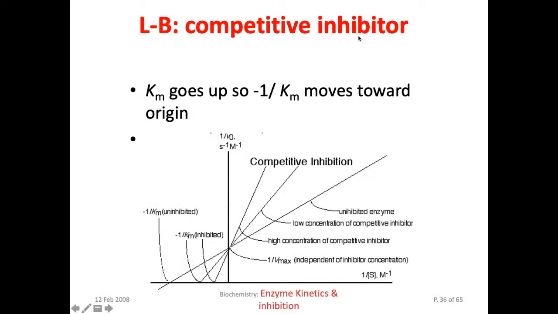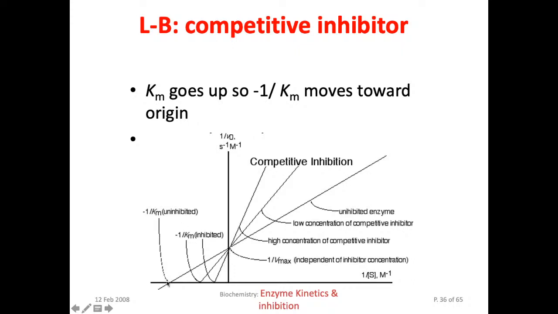So in this competitive inhibition we can see Km goes up, so minus 1 over Km moves towards the origin. This is your 1 over V naught, this is your 1 over S, and the first line that you're seeing is the uninhibited enzyme. We didn't add an inhibitor in this one. It touches the Vmax here, and doesn't have any inhibitor. In this competitive reaction, as we said, Vmax is not changed, so it will always remain constant. But your Km will be changed.